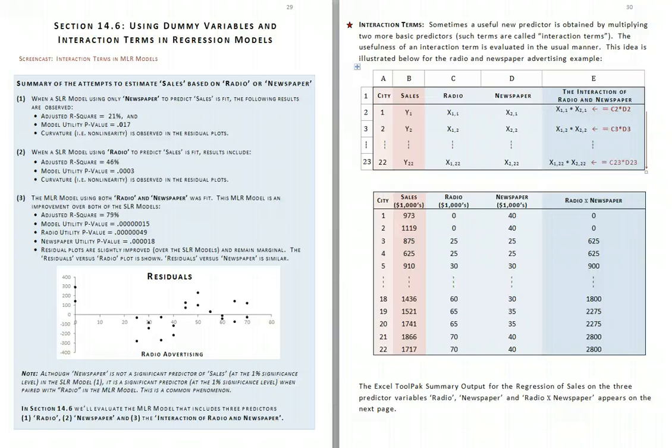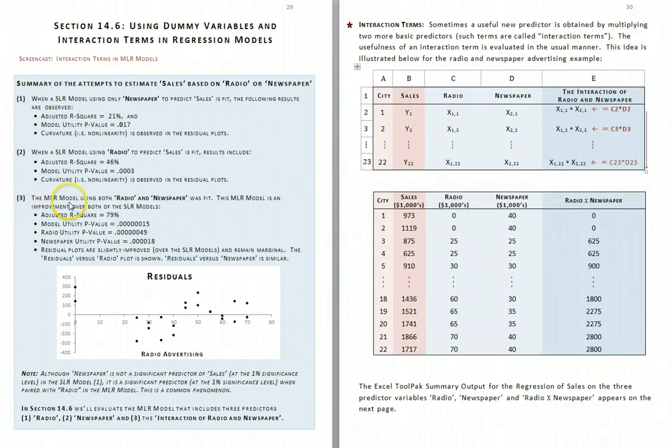We next fit the simple linear regression model that used only radio advertising expense to predict sales. We obtained an improved adjusted R-squared of 46%, and the hypothesis test for model utility had a p-value of only 0.03%. However, there was significant curvature in the residual plot versus radio advertising expense, and this model was also considered undesirable.